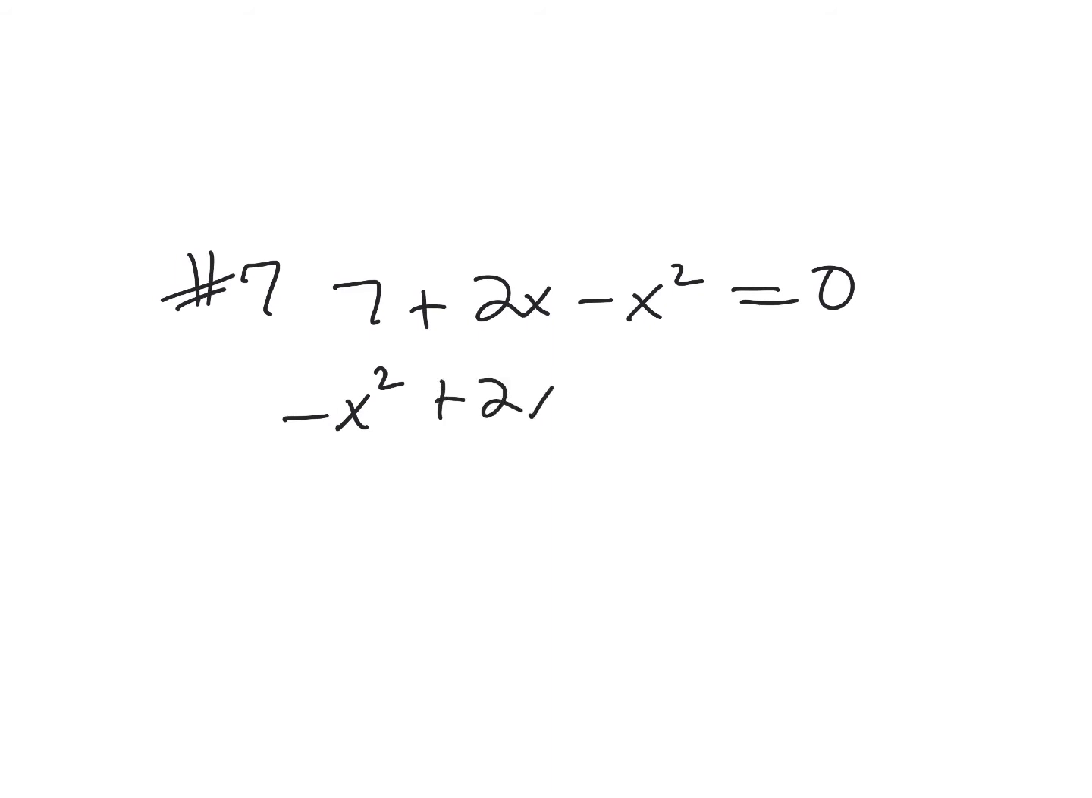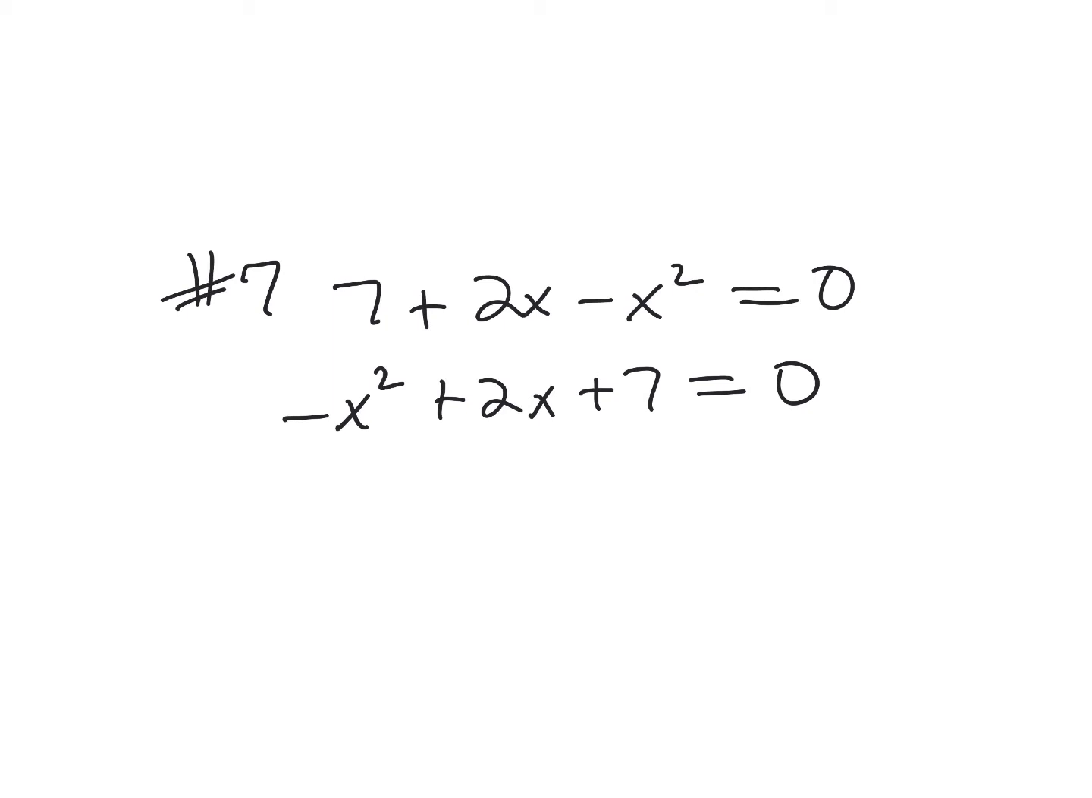This is number 7, and it has 7 plus 2x minus x squared equals 0. That's the one you're talking about? Okay. So what I'm going to do first is rearrange it. So it's negative x squared plus 2x plus 7 equals 0.